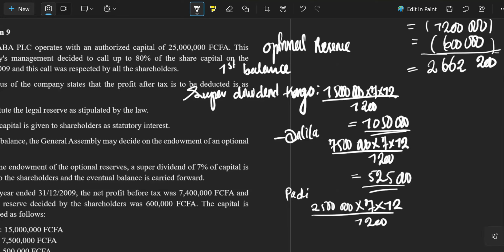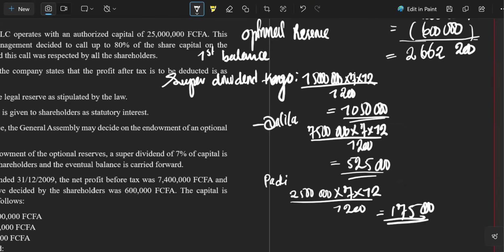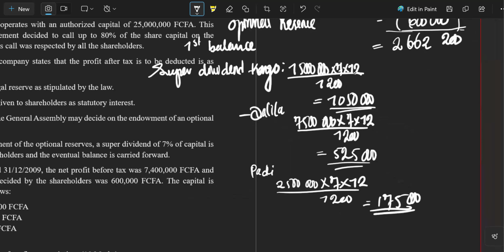1, 2, which will give us 1,720,175,000. All right, so add this to it now. It should give us, or add this to it, this total three amount, okay? We should be able to have a total of 1,750,000.